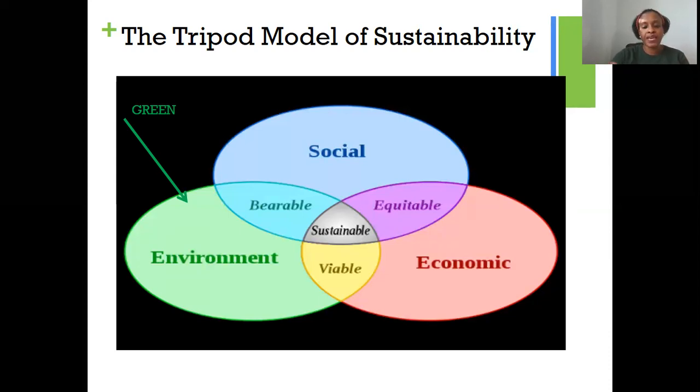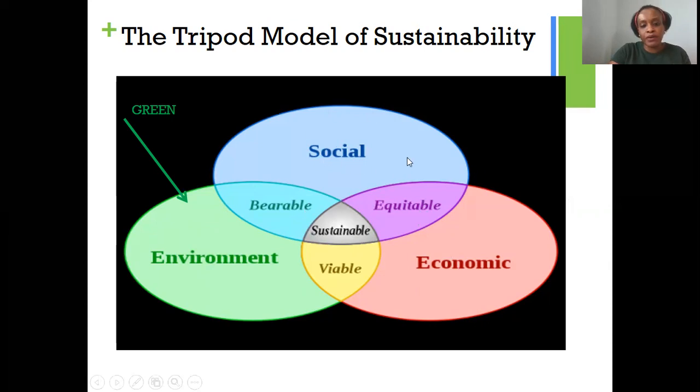And so again, here at the center, or at the intersect, we have sustainability or sustainable, meaning that if a product is termed as sustainable, it is socially equitable, and we'll explain what that means shortly. It is economically viable, and we will explain what that means shortly. And it also meets the green aspect, meaning that it has no adverse effect or impact on the environment or health of the users.